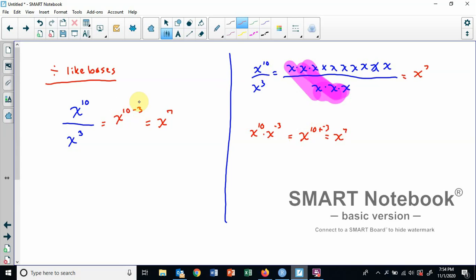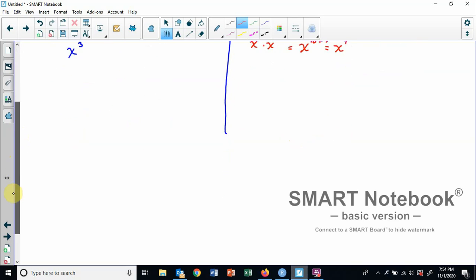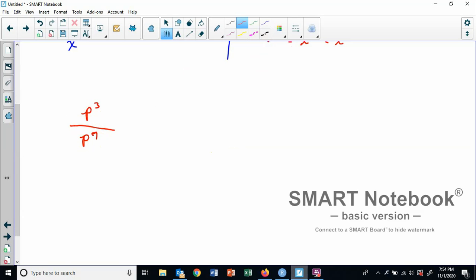So, let's see. Let's do 2 more examples of these. So, I could give you something like this. What if I did something like this? P to the 3rd over P to the 7th. You see that? Well, what do I have here? I have like bases being divided, so I would combine them and take the top exponent minus the bottom exponent, 3 minus 7. Well, what is that? That's p to the negative 4. I'm not allowed to have a negative exponent. So I did my division rule. Now I gotta fix the negative 4.